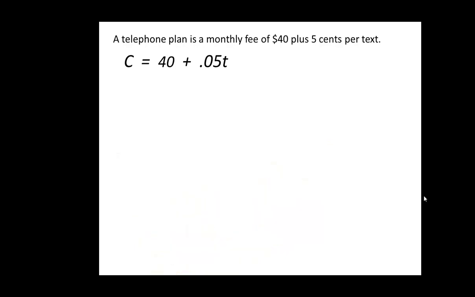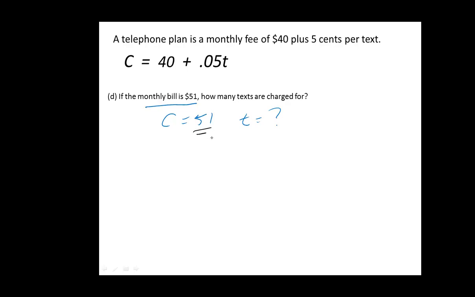Here's another question with our situation. Now they tell us that the monthly bill is $51. In other words, the cost is $51, and the question is, what are the texts? So we're going to set this one up by putting 51 in place of the cost. So we have 51 equals 40 plus 0.05 times t, and I'm leaving that as t because that's what I don't know, how many texts we have. I'm going to go ahead and work on solving this.